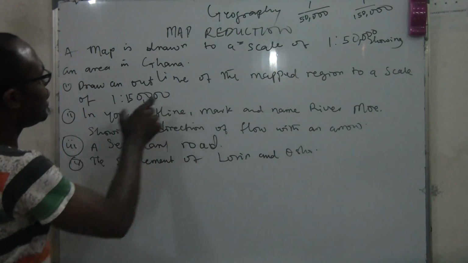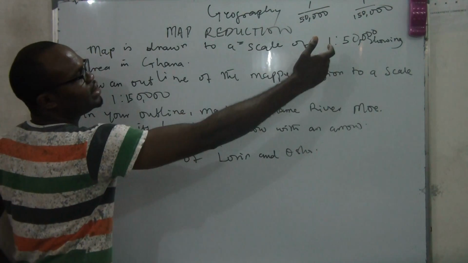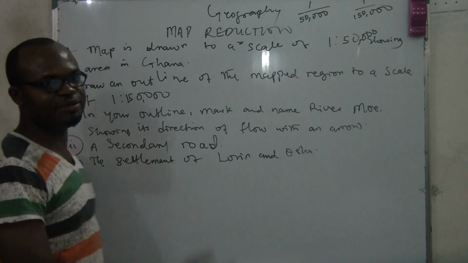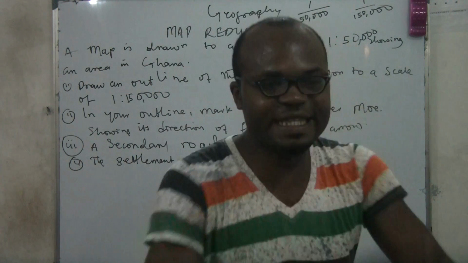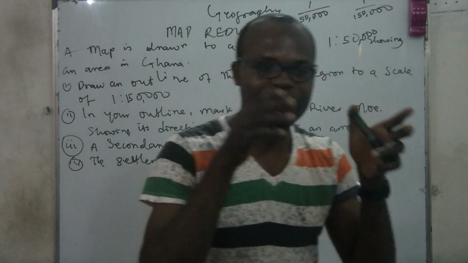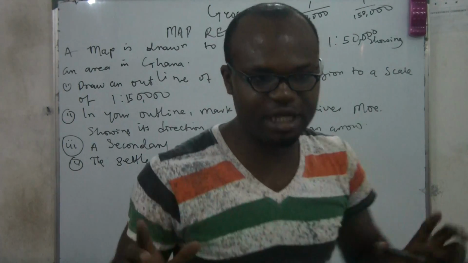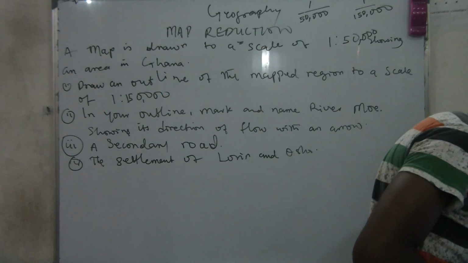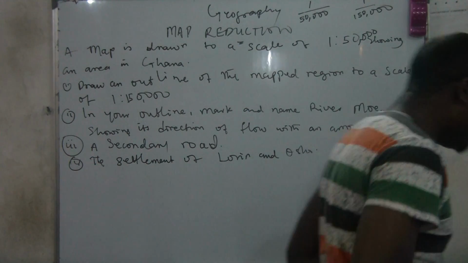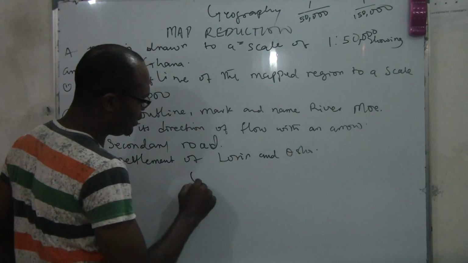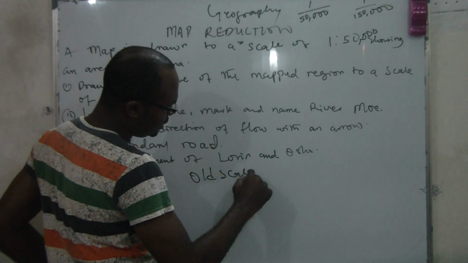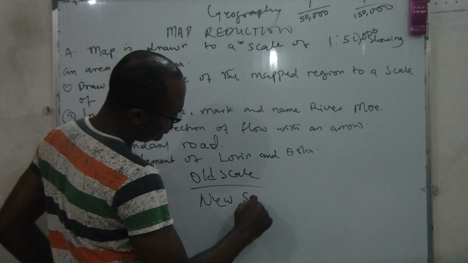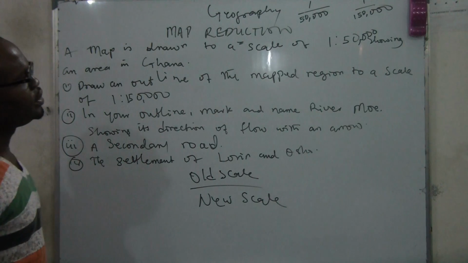What if you have 1:150,000 here and you're trying to get it to 1:50,000? What would it be? Enlargement. Now, the simpler way of identifying whether you're reducing or enlarging is what I want to tell you now. The simpler way is using what we call old scale over new scale.